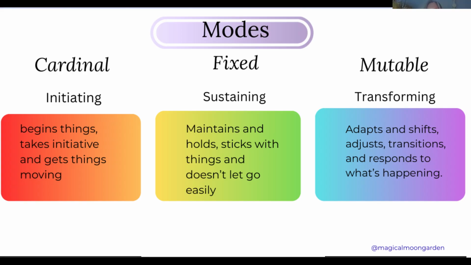And then the mutable signs, they're transforming. They always come at the end of the season. So Gemini ends the spring, Virgo ends the summer, Sagittarius ends the fall, and Pisces ends the winter, and the whole zodiac wheel. These are mutable, so they're changeable. They're preparing us for change. These signs are all very adaptable, and they know how to shift and adjust and transition, and they know how to respond to what's happening. And so they are the changers of the zodiac.